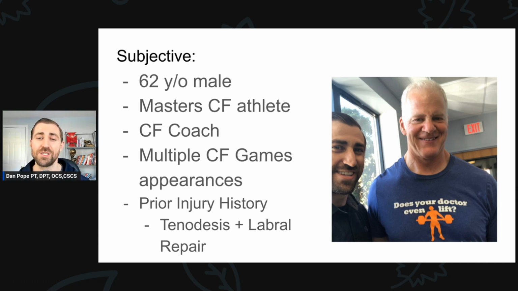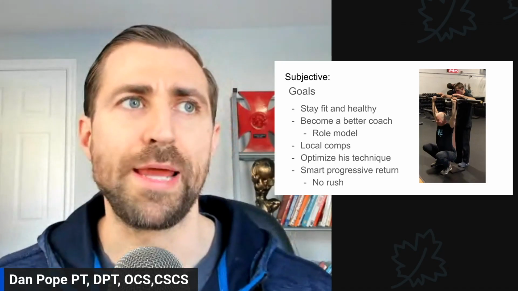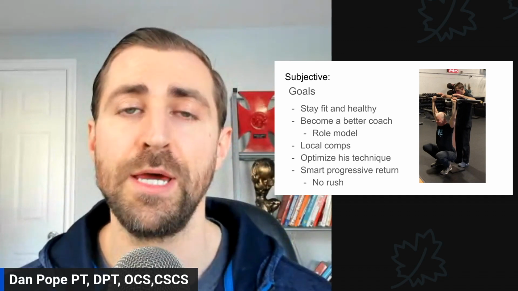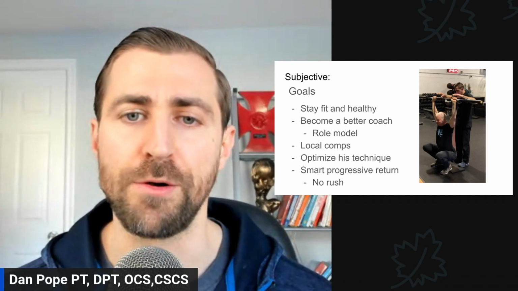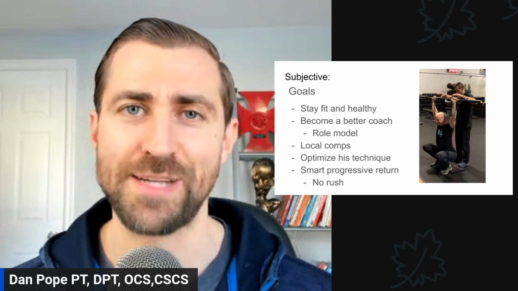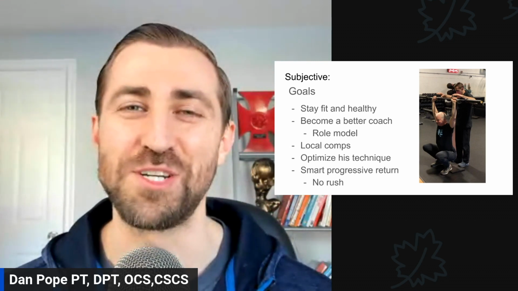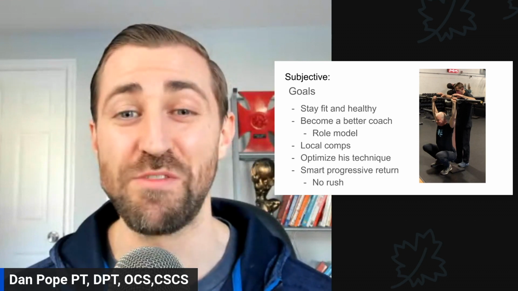Okay. He's a 62-year-old male. And in terms of prior injuries that he has had, at least on the right side, he's had a tenodesis and a labral repair. In terms of goals, what does Brian have after this repair? Well, one, he just wants to stay fit and healthy. He wants to be a better coach and a better role model. He's not actually trying to go back to higher level competition just because he's been so beat up over the course of time, just wants to enjoy his fitness moving forward.